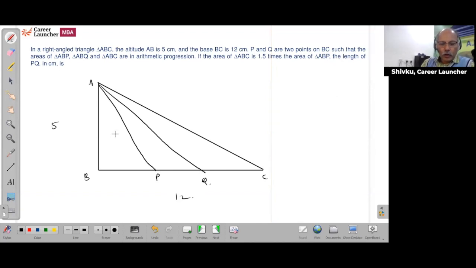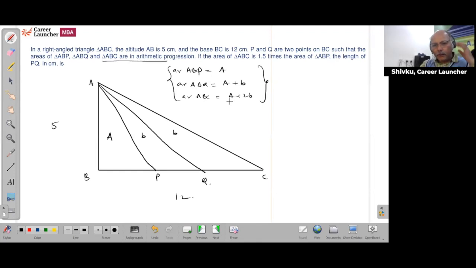Okay, so I could say that if I start with this area as A, and this area is an incremental B, this should also be B. So I can now see that the area of ABP is equal to A, area of ABQ is equal to A plus B, and area of ABC is equal to A plus 2B, right? So this ensures that they're in an arithmetic progression.